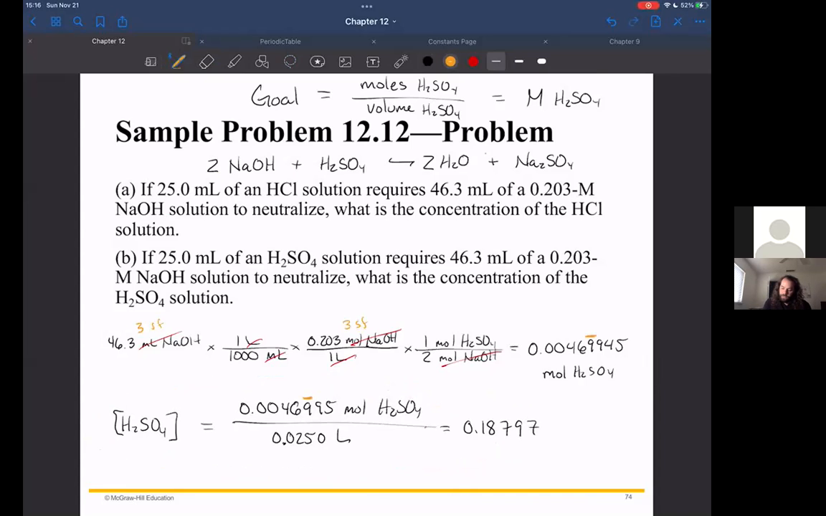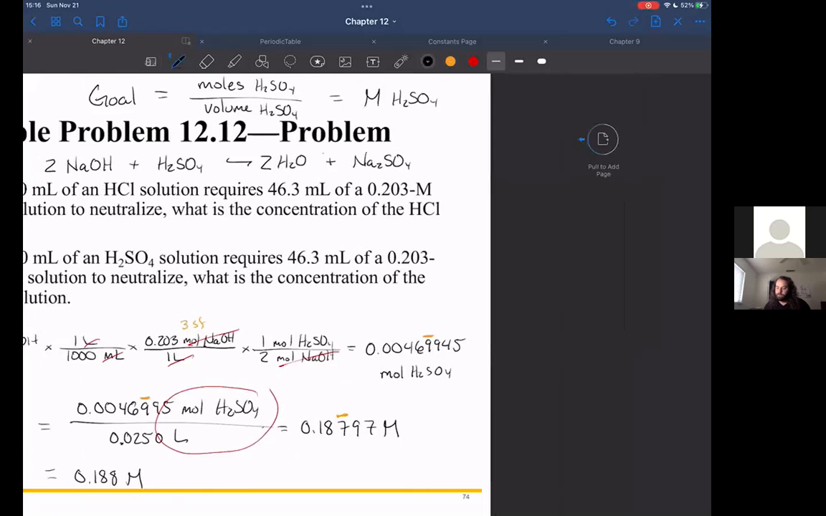Paying attention to units, again, nothing cancels, but I can combine this moles per liter into big M, molarity. And then lastly, sig figs, I should have 3 sig figs in my answer. So the concentration of H2SO4 is 0.188. It's really messy. Molar. Okay.